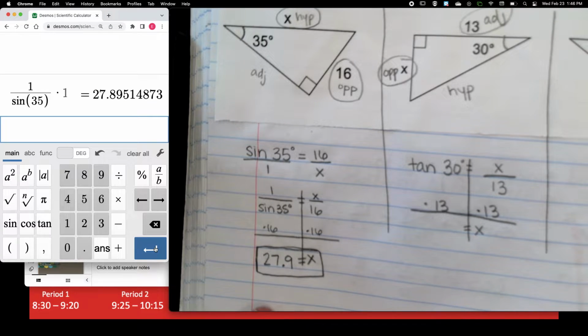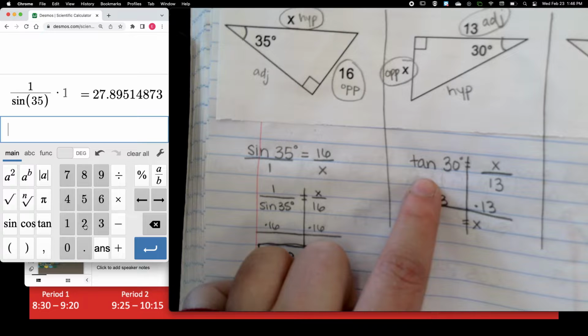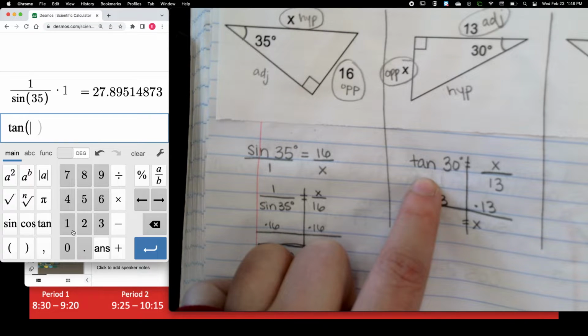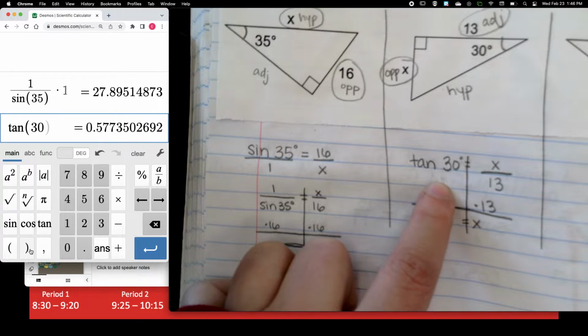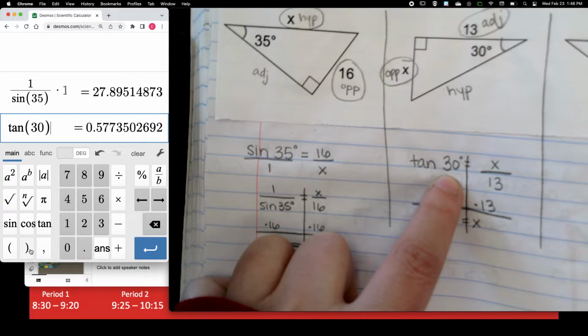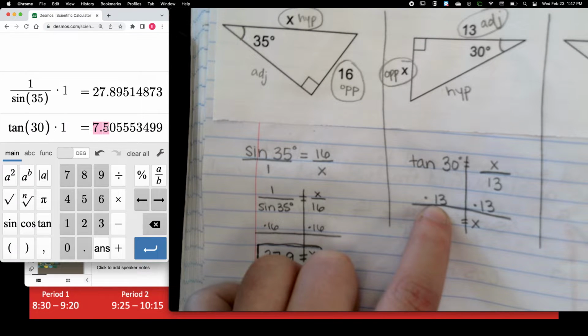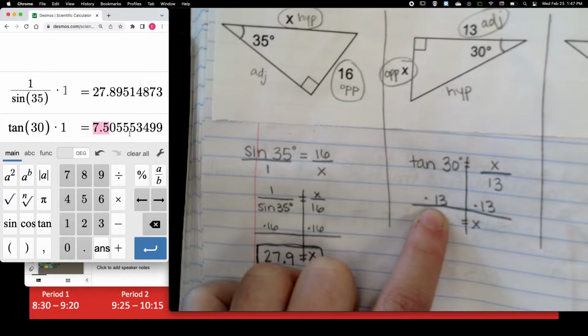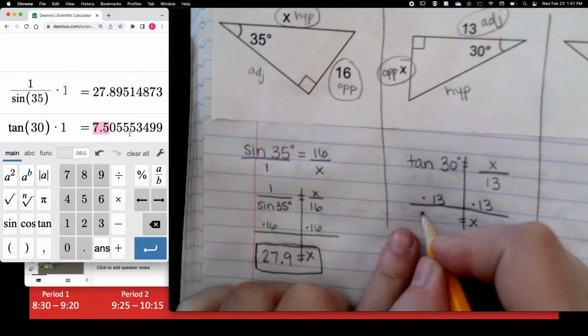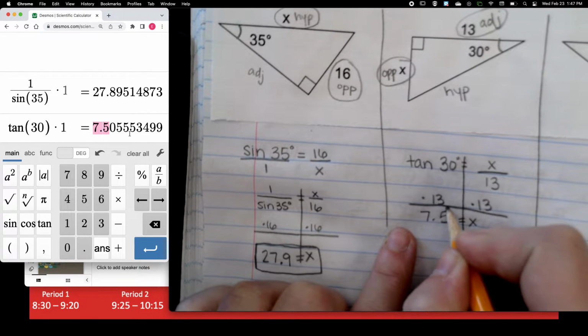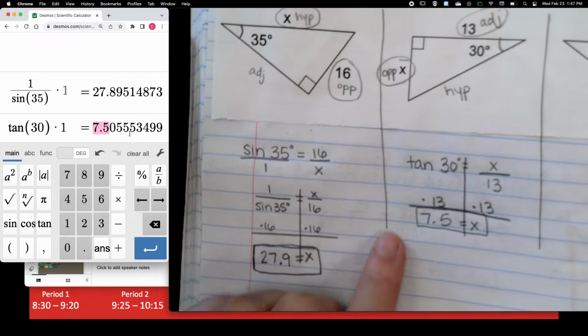All right, so in this one I'm going to do tangent of 30, so I'm going to use that tangent, and then 30, and I want to make sure I close off my parentheses, because 30 is just the angle, but then it's times 13. Now we're going to keep that 7.5 or round up to 7.6. The 0 tells us to stay at that 5. So x is 7.5. Nice.